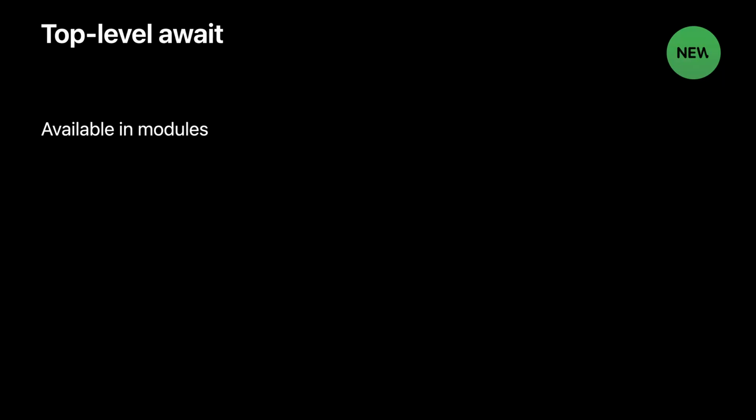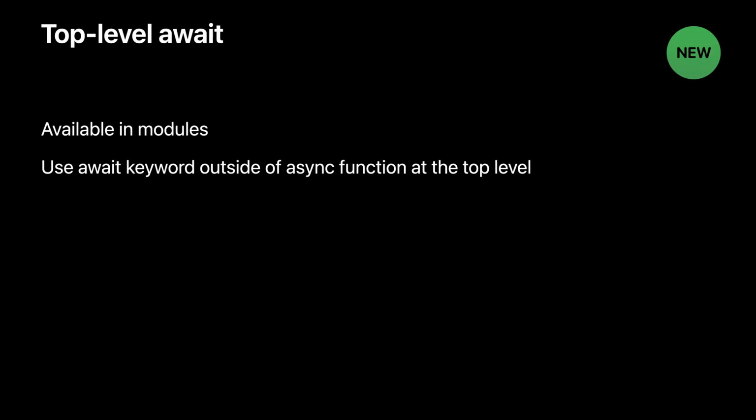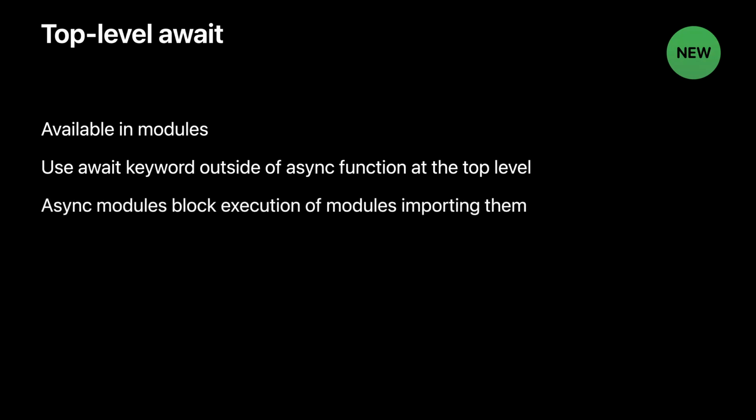Let's move on from weak references to the next feature, top-level await. This is a new feature for modules. It enables you to use the await keyword outside of an async function. In this case, the module itself is like a big async function. So an async module can block the execution of the module importing it. Let me show you an example with our Stopwatch class.